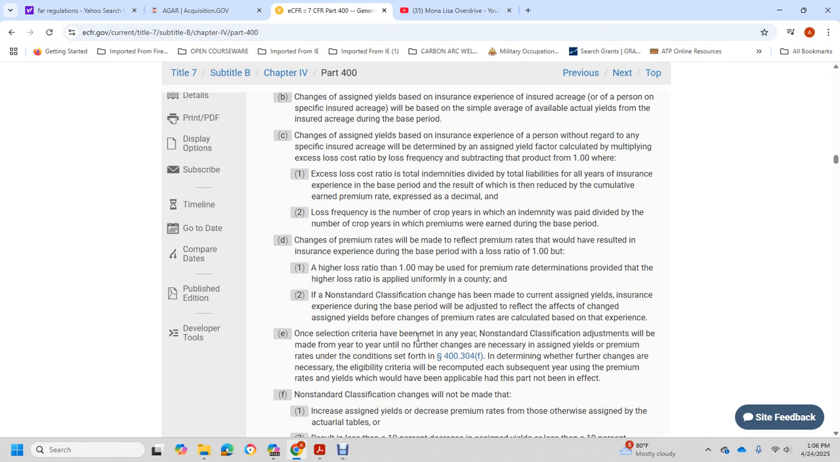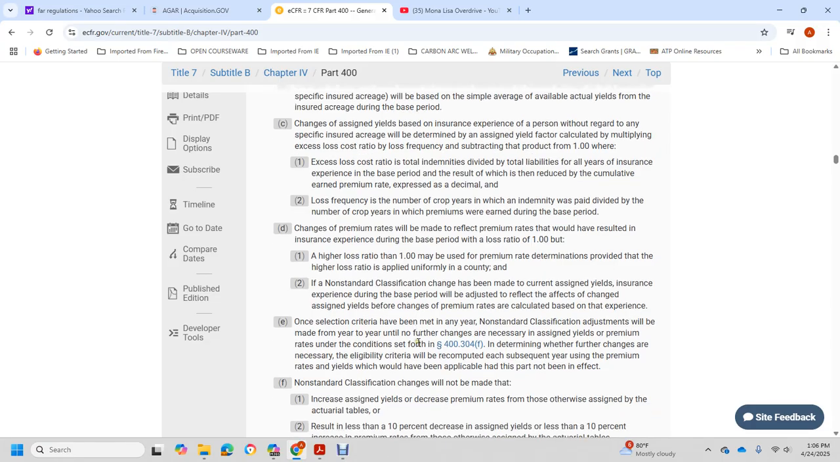yield before change with the premium rate calculated based on the premium with the one selection criteria they have been with the non-classified standard, with the required adjustment made for the year to year, with no further change with the necessary time with the yield of the premium rates under the conditions set forth in 400.304 for the determining of the web of the further change necessary for the eligibility of the criteria, with the computer that each of the subsequent yield of the premium rate with the yield would have the applicable part with no effect with non-standard.